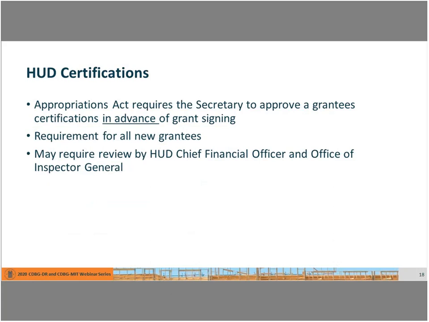So the HUD certifications, the Appropriations Act requires that the Secretary approves these in advance of the grant signing. So again, even as you're action planning, you're going to want to be making sure that you have the appropriate set of folks working on these certifications to also get them in place. Also take note that in terms of timing, these may also require review by HUD's Chief Financial Officer and the Office of Inspector General.